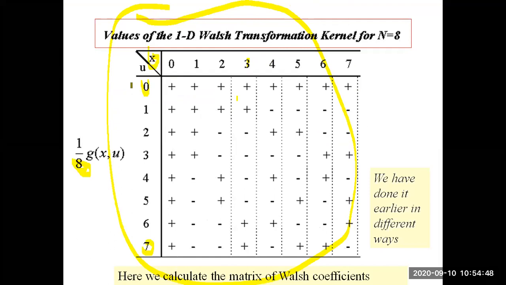Thank you. Anyone respond, please? Audible or not? Hello? Anyone respond, please? Okay, thank you. One-dimensional Walsh transform is over. Tomorrow we will discuss two-dimensional Walsh transform. Thank you.